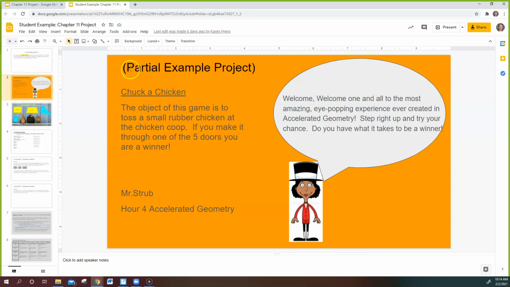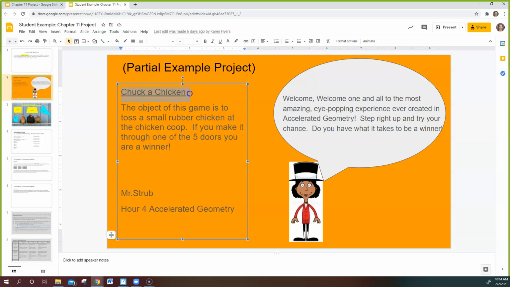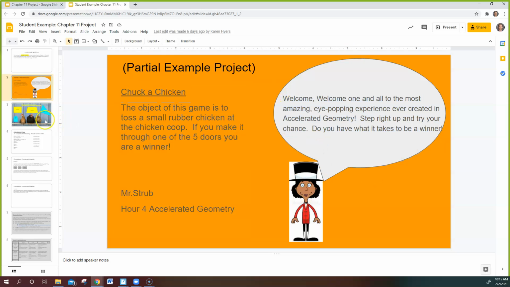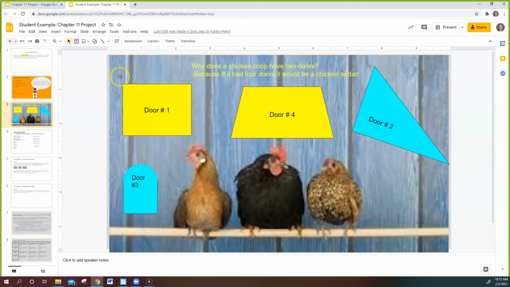But what I did was, here was my introduction page. Okay, my title was called Chuck a Chicken. Right, the object of this game is to toss a small roll of chicken at a chicken coop. You have to make it through one of the 5 doors, and you are a winner. And then name, classroom. I kind of added a little jazz to it, so you can read that if you need to. And then here's my game board.